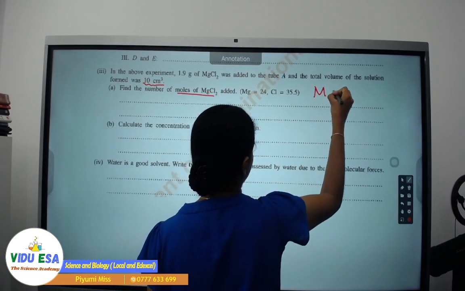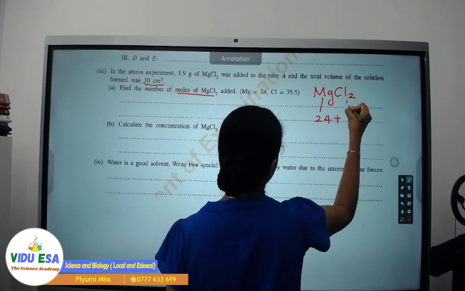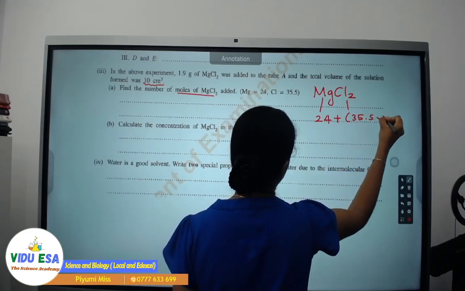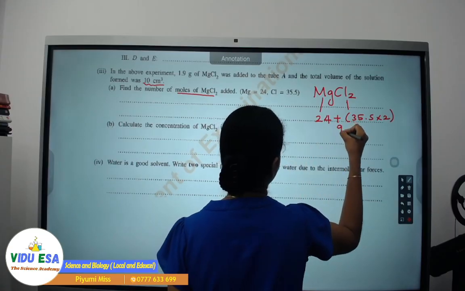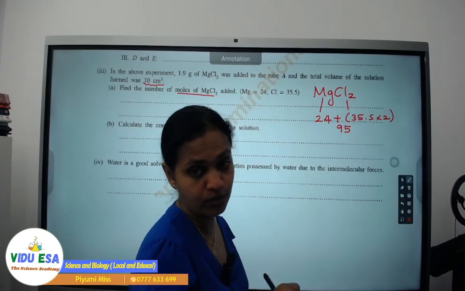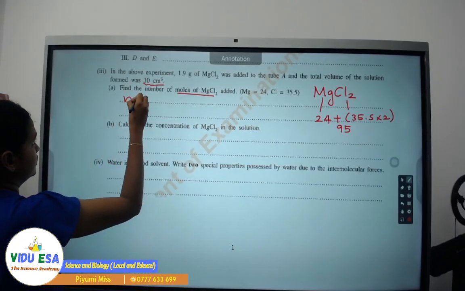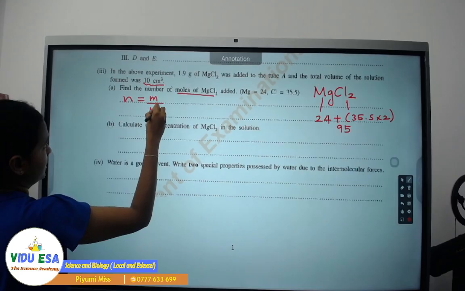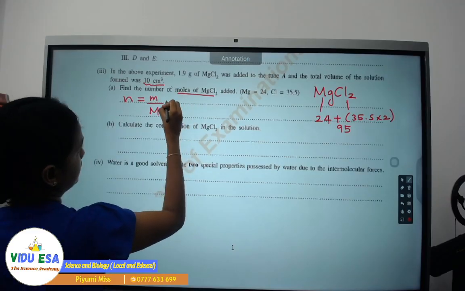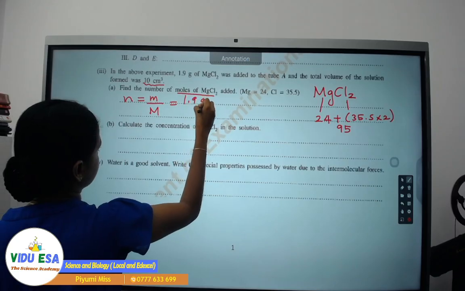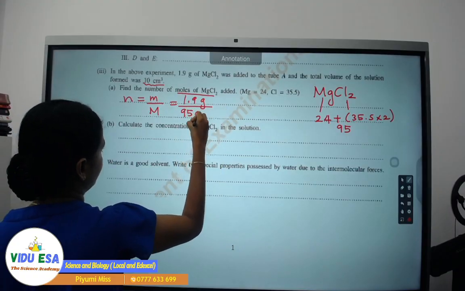So we have to find the relative molecular mass of magnesium chloride. 24 plus 35.5 into 2, that is 71, plus 24 equals 95. 95 is the relative molecular mass of magnesium chloride. So we know the number of moles equals mass divided by the molar mass. The mass is given as 1.9 grams, divided by the molar mass, 95 grams per mole.